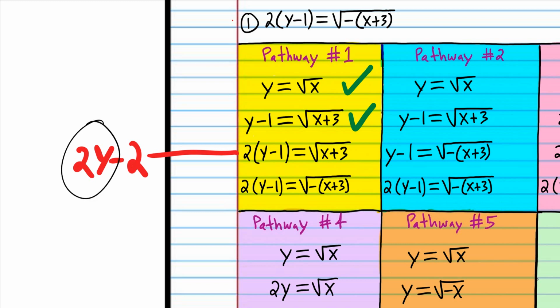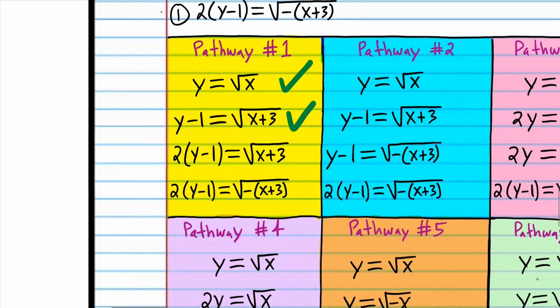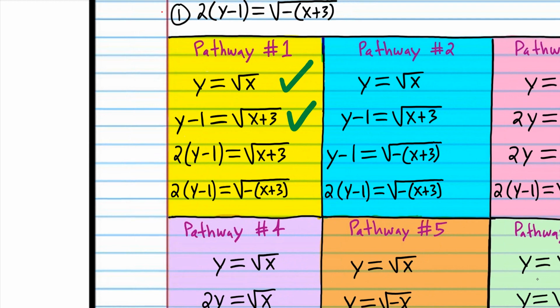So there's a lot going on. There's 2 different transformations occurring at the same time. And we had to change the expression to this form out here, 2y minus 2. So we want to avoid doing all that. So we're not going to use this pathway.